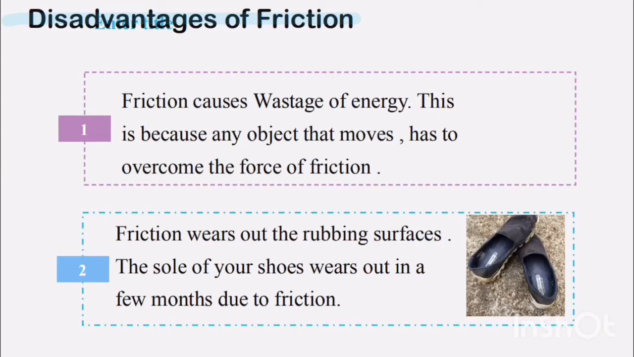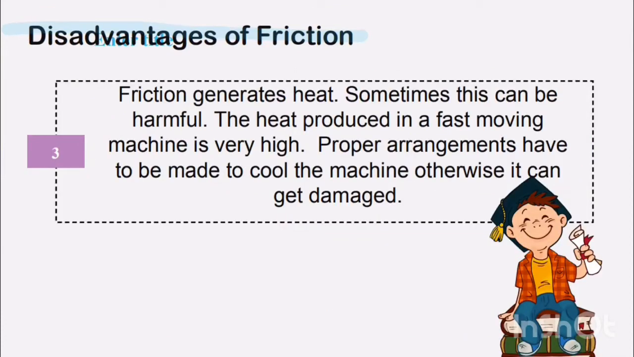Friction wears out the rubbing surfaces. The sole of your shoes wears out in a few months due to friction. Friction generates heat. Sometimes this can be harmful. The heat produced in a fast-moving machine is very high. Proper arrangements have to be made to cool the machine, otherwise it can get damaged. If the cooling arrangement in a car does not work properly, the engine can get jammed.